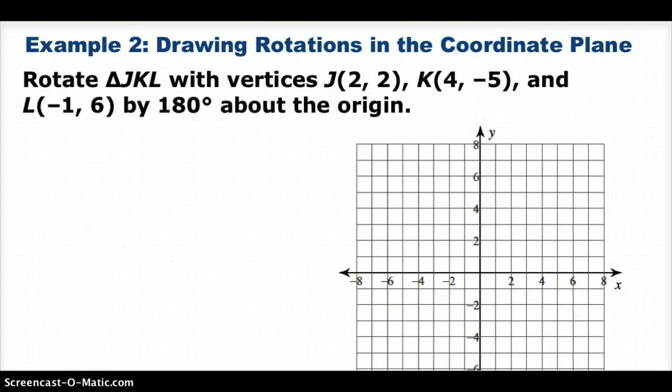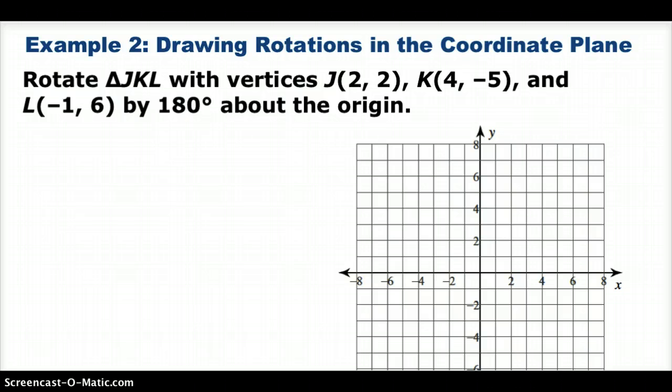All right, in these next couple examples, we're going to look at drawing rotations in the coordinate plane. This problem asks us to rotate triangle JKL with these given vertices by 180 degrees about the origin, meaning the origin is going to be the center of rotation. So I think we start here with plotting the ordered pairs J, K, and L.